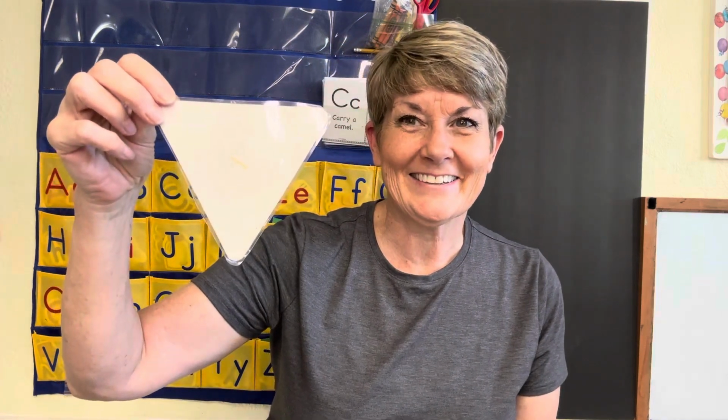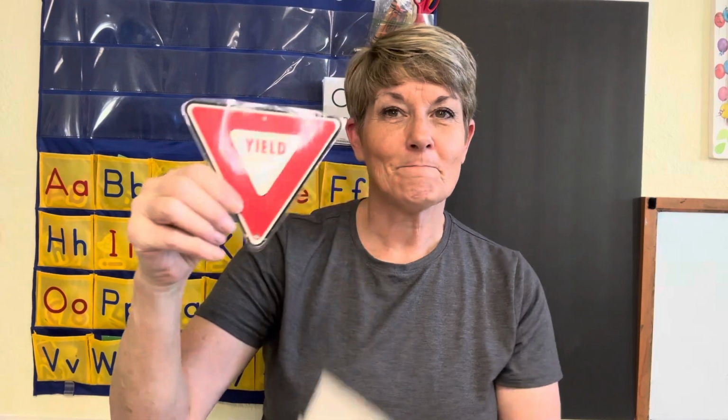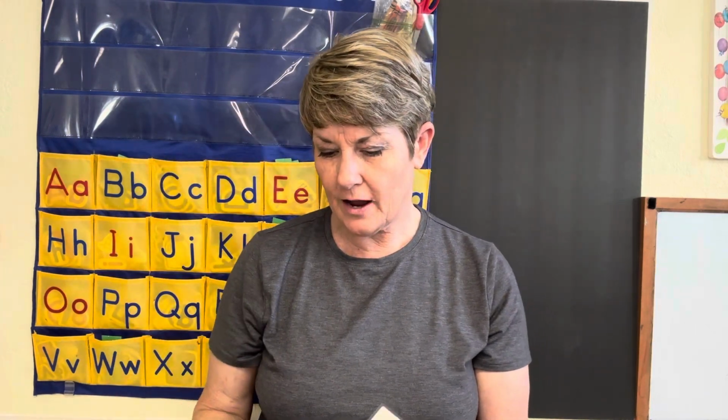What shape is it? A triangle. Very nice. Is it a gift? Nope. It's a street sign. Okay, let's try this one. Oh, do you know what shape that is? That's an octagon. It has 8 sides.